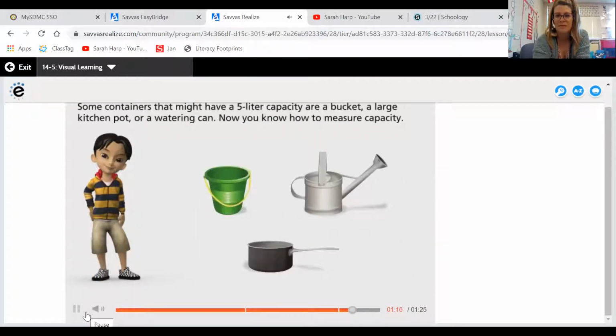Some containers that might have a 5-liter capacity are a bucket, a large kitchen pot, or a watering can. Now you know how to measure capacity.